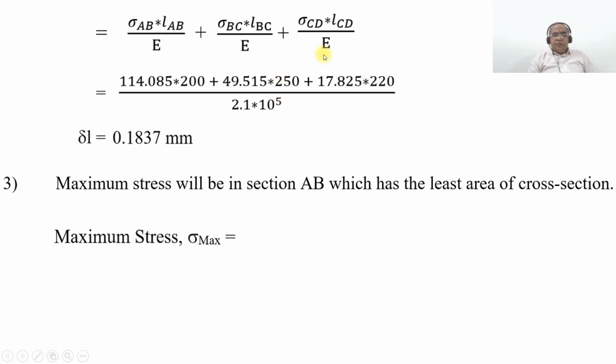Sigma max will be equal to 140 into 10 to the power of 3 divided by pi by 4 into 40 square. You are going to get it as 111.4085. So this is how you will be able to find the solution.